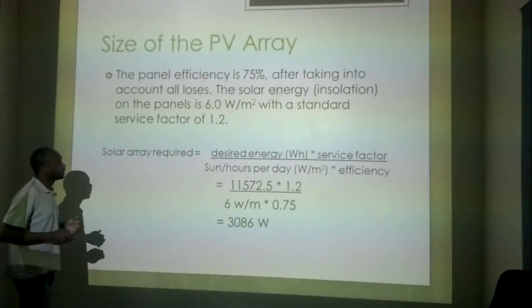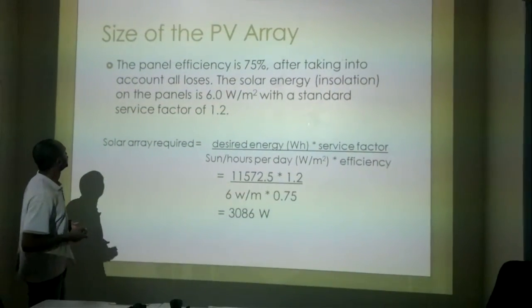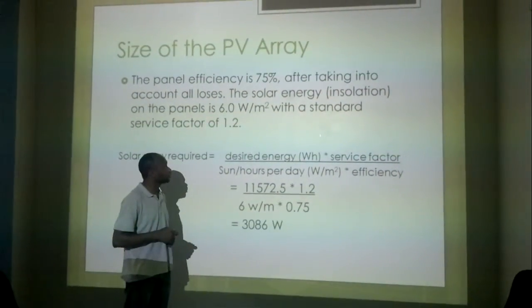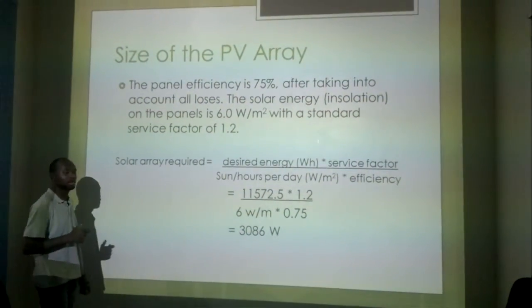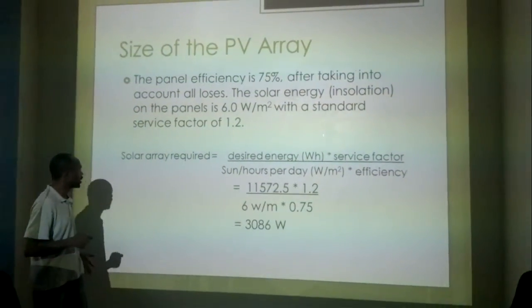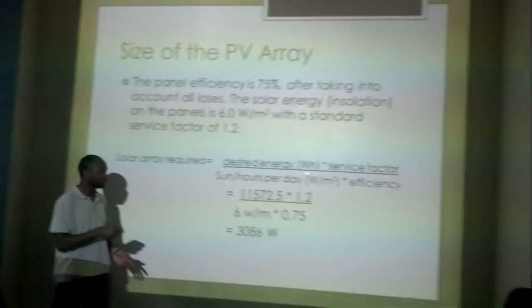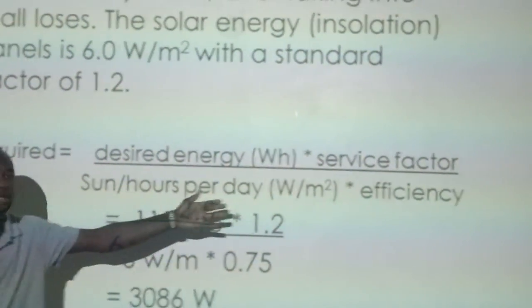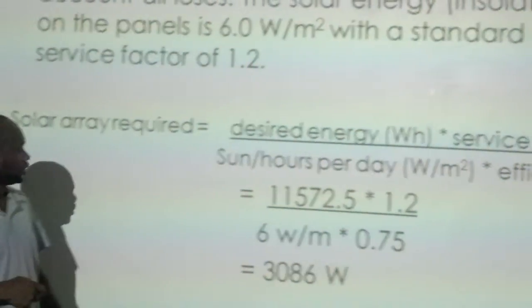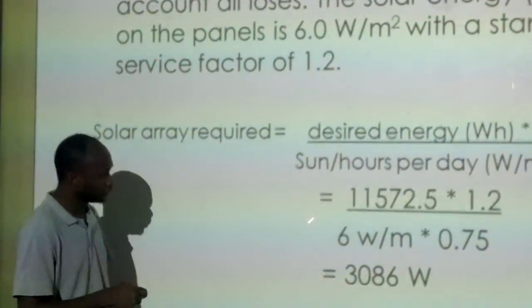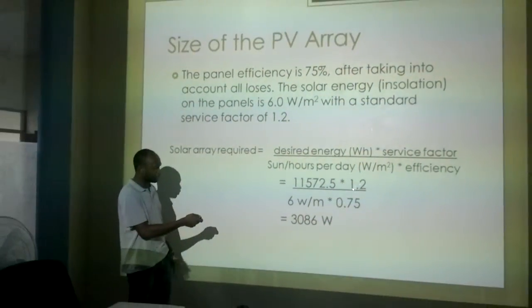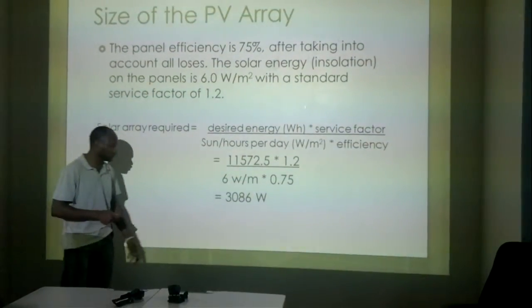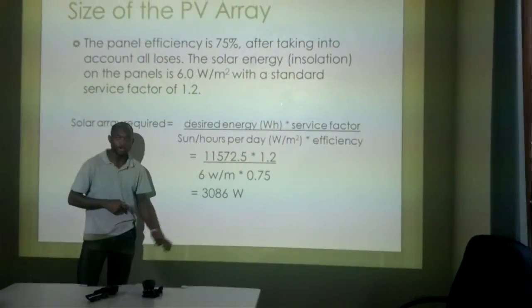After taking into account all the losses, the solar energy insolation on the panels is 6.00 watt per meter square. The standard service factor is 1.2. Now, sizing the array is simply the desired energy in watt hour times the service factor divided by the sun hour per day times the efficiency of the panels. So as you can see here, it is the watt hour that was in the table above times the 1.2 service factor, over the sun hour per day times the efficiency, which gives us a total of 3,086 watt.